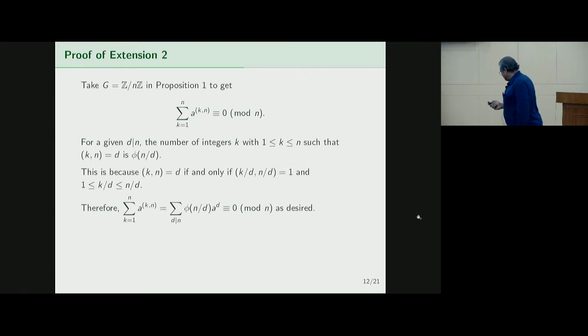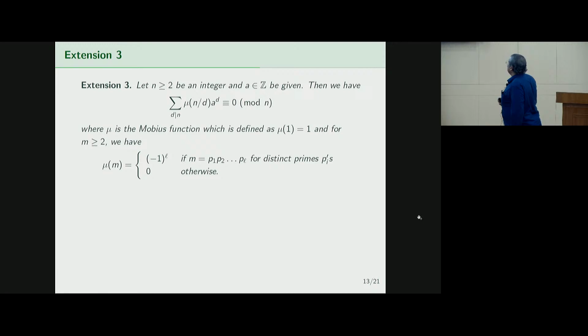Okay, the third extension, this is mu of n by d. This was proved in 2005. For a given integer n and any integer a, we have the sum over d dividing n of mu of n by d times a to the power d. This is congruent to 0 modulo n. This is true for all a, and mu is the Mobius function which we have seen in yesterday's class also.